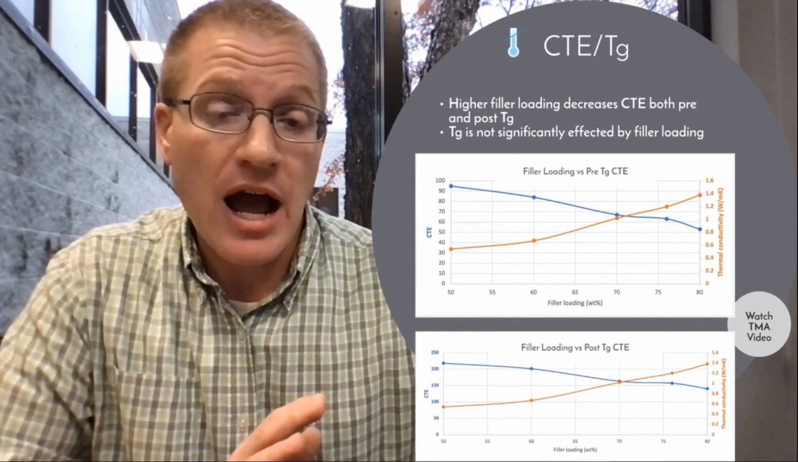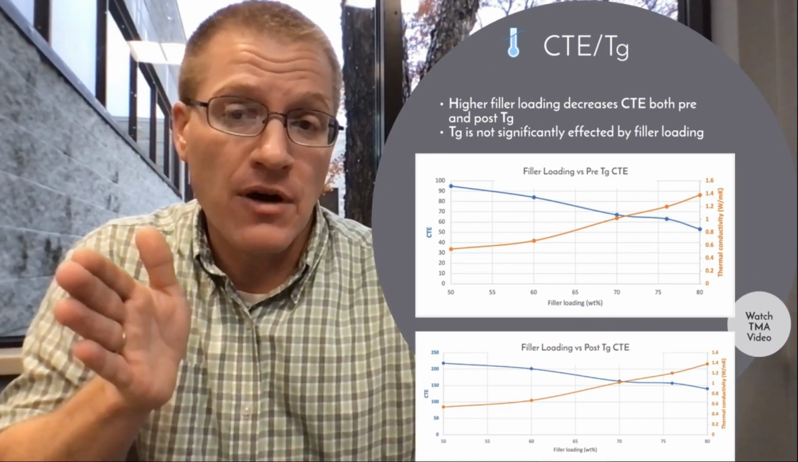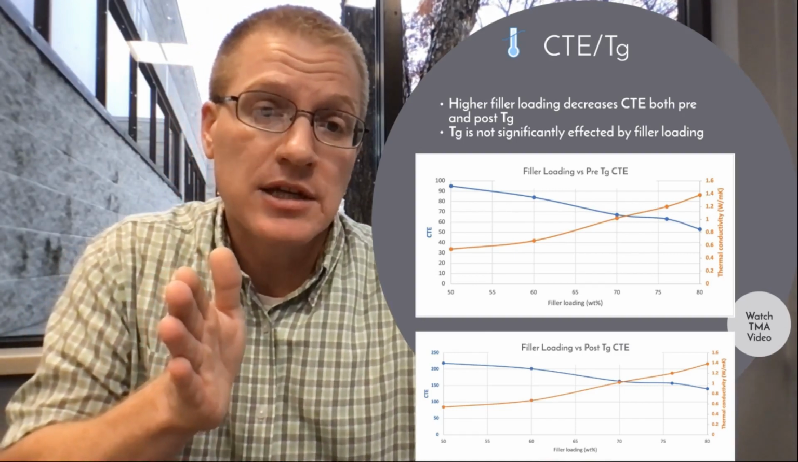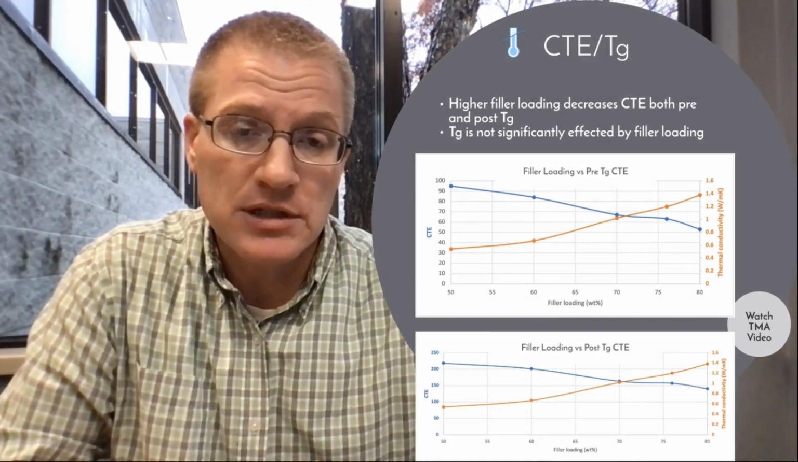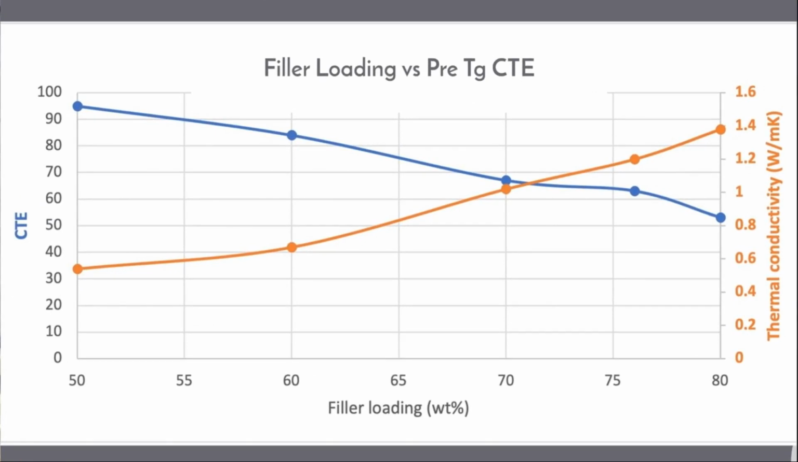But getting back into how the filler loading affects CTE, this is the graph here, all right? So we start on the left side of that graph with 50% filler and a CTE, if you see on the far left, of about 95 parts per million, okay?